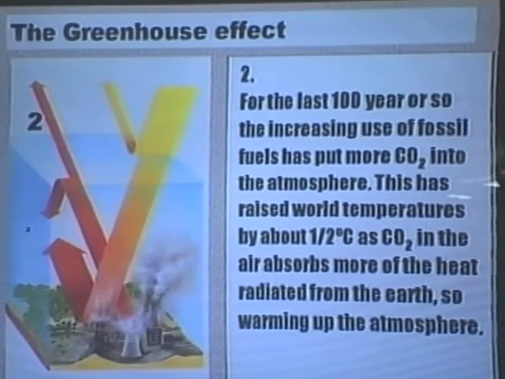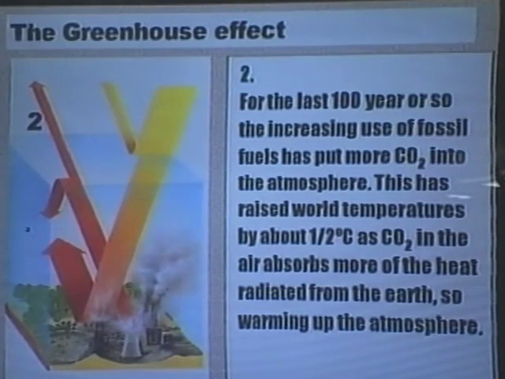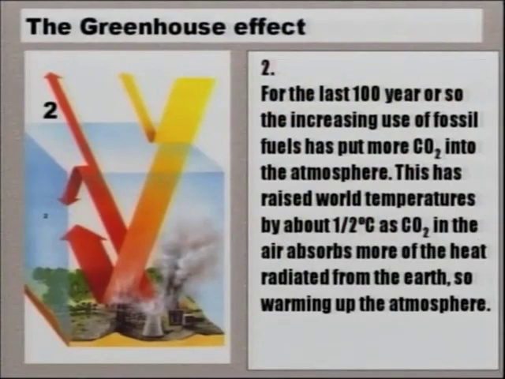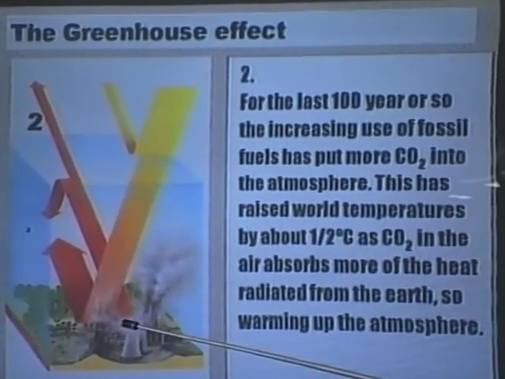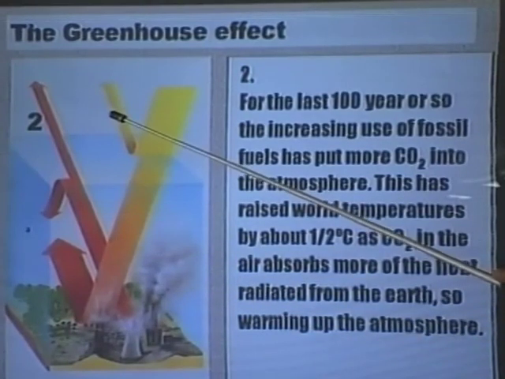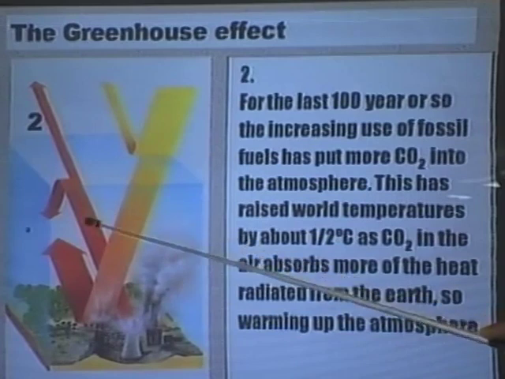When we talk about the greenhouse effect, for the last 100 years or so, the increasing use of fossil fuels has put more CO2 or carbon dioxide into the atmosphere. And this has raised temperatures by about 0.5 degree Celsius, as carbon dioxide in the air absorbs more of the heat radiated from the earth, so the warming up of the atmosphere. So now we look at the diagram again. With industries and all that, radiation, amount of heat coming through, instead of that amount going back, what is happening is a lot more of it is remaining.